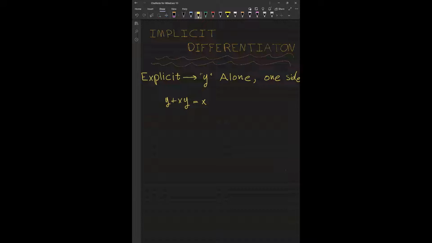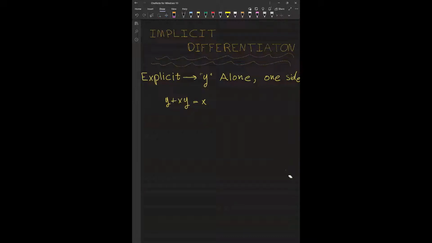Before we understand what implicit differentiation is, we have to understand what explicit differentiation is. Explicit differentiation is what we have been doing so far, which is taking the derivative of a function that is written as y equals. So explicit, y is alone on one side, and all the x's are on the other.